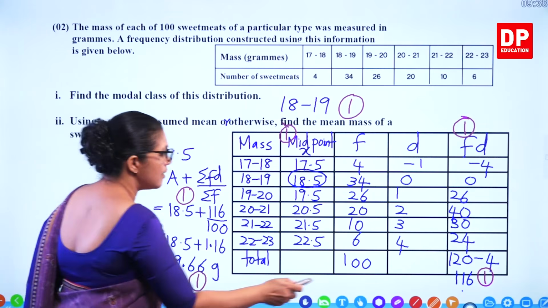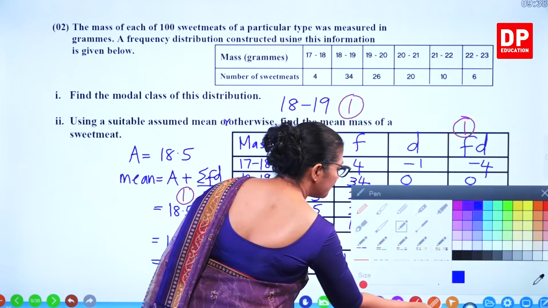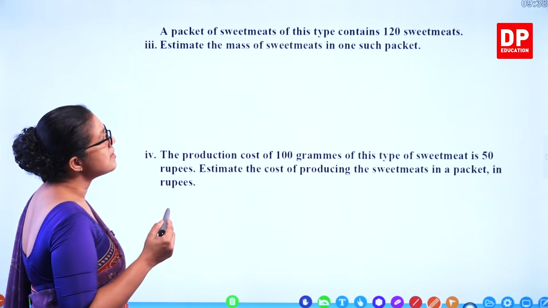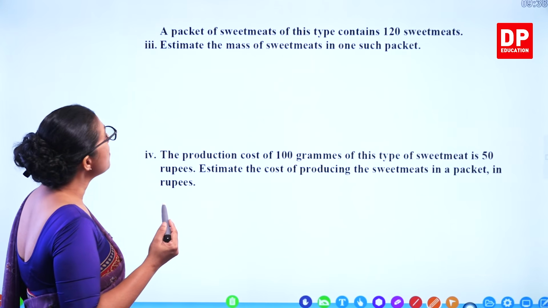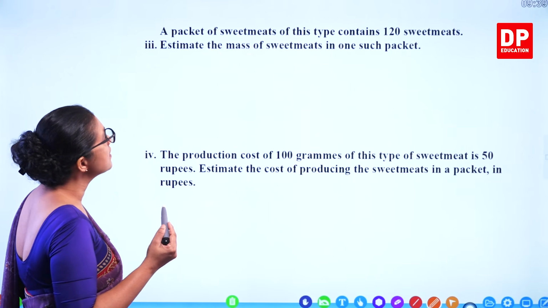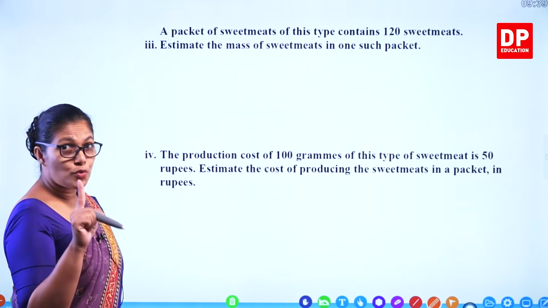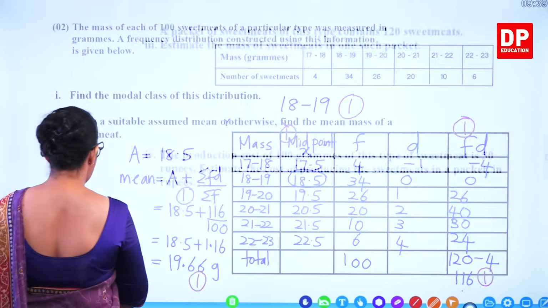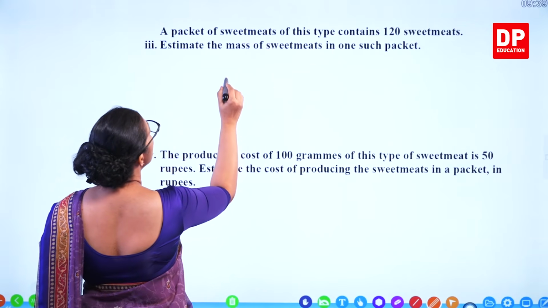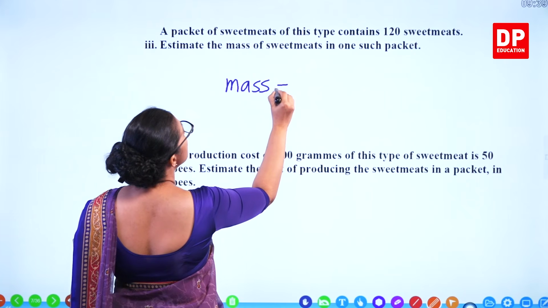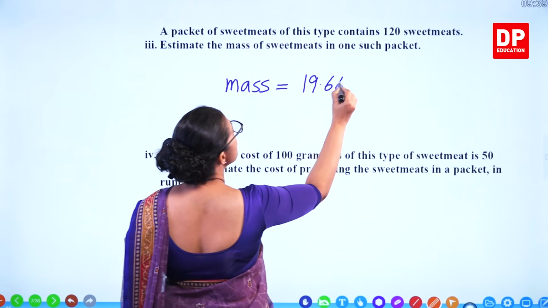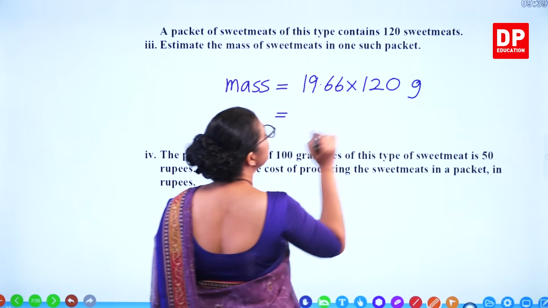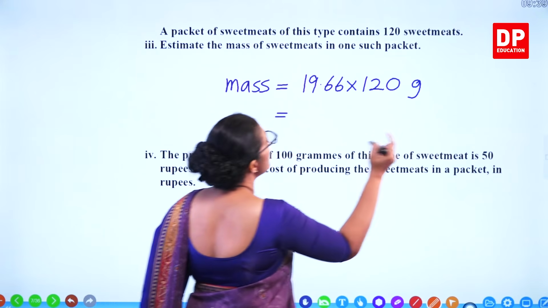Now let's take the next part. A packet of sweetmeats of this type contains 120 sweetmeats. Estimate the mass of sweetmeats in one such packet. So, one sweetmeat, what's the mass? 19.66. So, total mass becomes 19.66 multiplied by 120. So, that's in grams. So, we can do it separately.